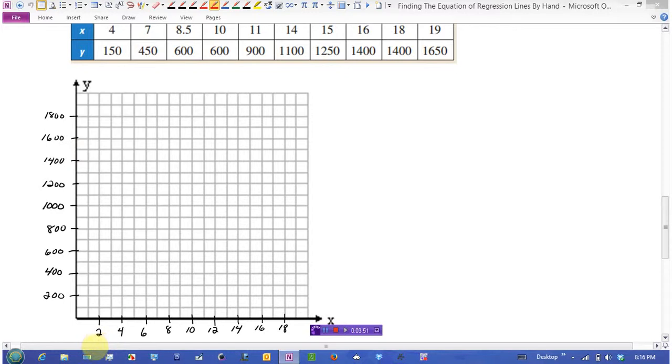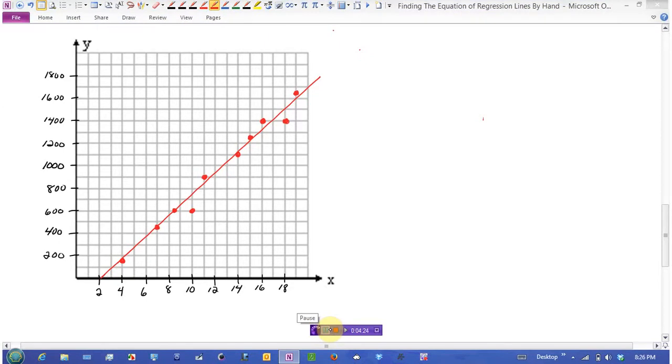So for example, I want to plot the first point, (4, 150). I would come over 4 in the X direction, then I would move up to 150 in the Y. So that point would be right about there. Then let's take a look at the point (7, 450). So I move over to 7 on the X. I'd go up to 400 and plot 450 right there. So I'm going to continue doing this on my own, and then I'll turn it back on.